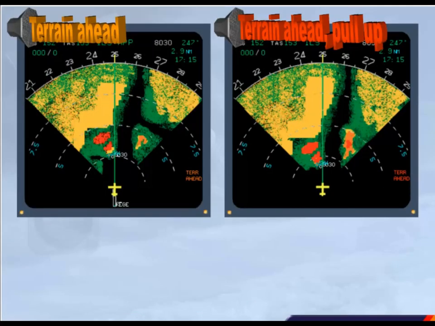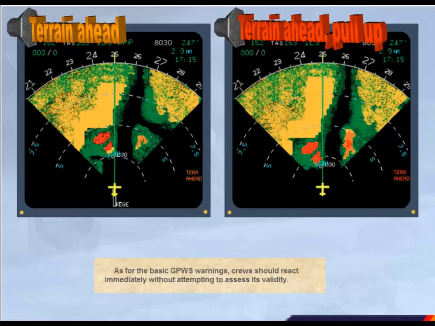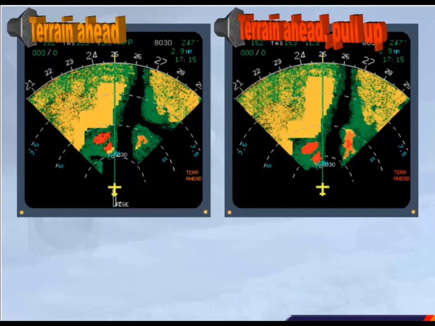As for the basic GPWS warnings, crews should react immediately without attempting to assess its validity. In case of caution or warning, if Terrain on ND is not selected on, the terrain display is set automatically to on and the on light on the Terrain on ND push-button switch comes on.